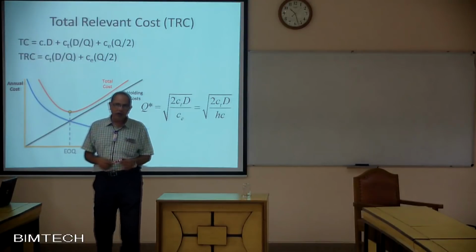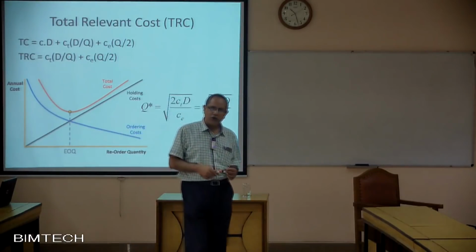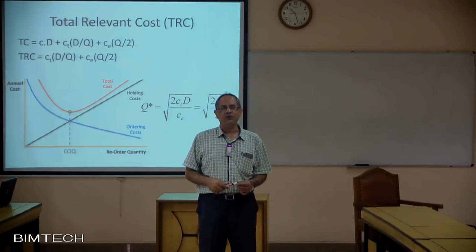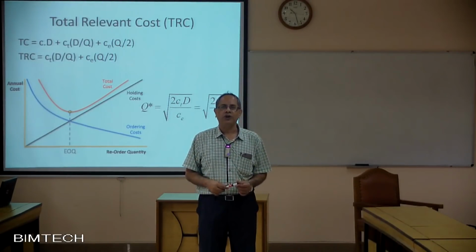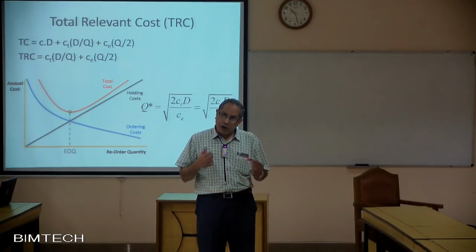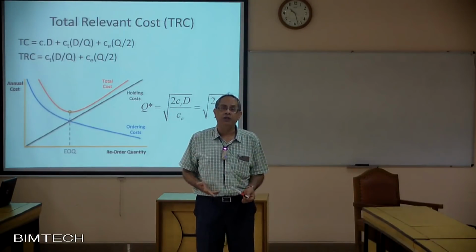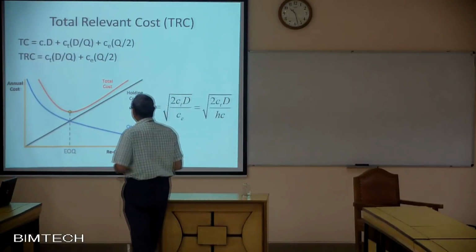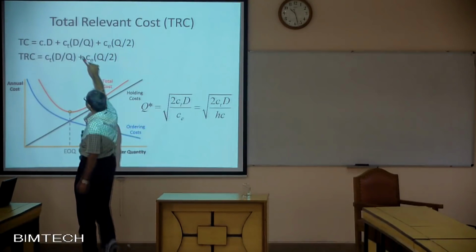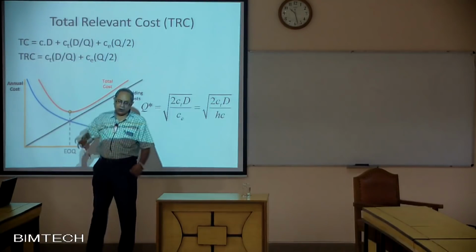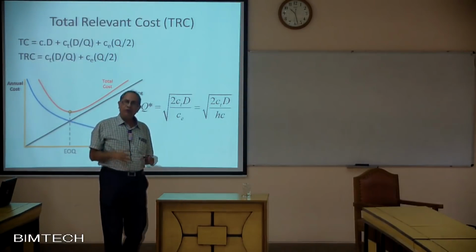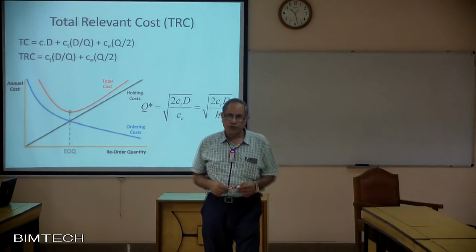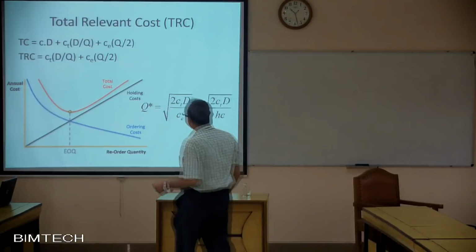CT is the per order cost, and because we are talking of an annual period, we need to find out the total ordering cost for that period, and therefore per order cost has to be multiplied with the number of orders placed in a year. And if the annual demand is capital D, and every time we are ordering a quantity Q, obviously, the number of orders in a year is D by Q. So therefore, CT into D by Q.